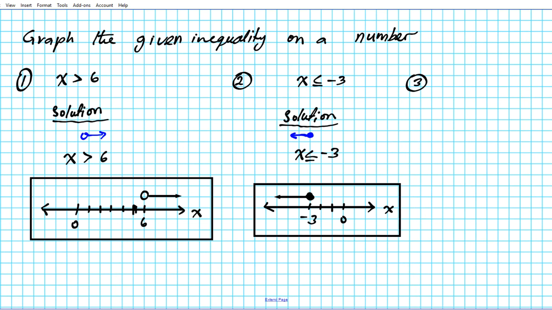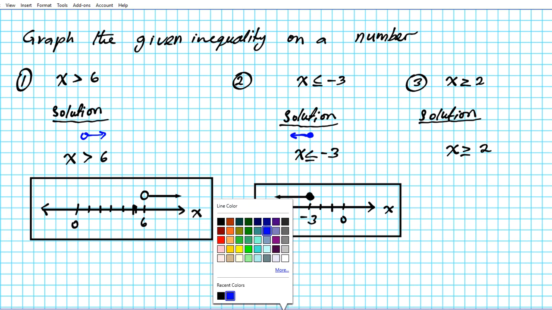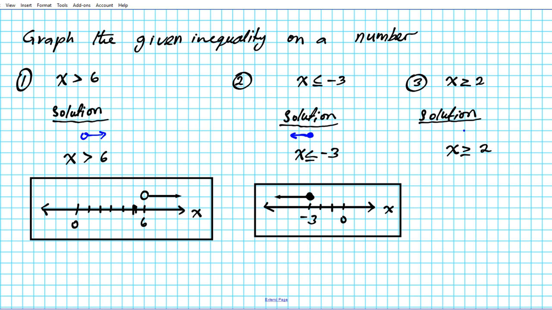Question 3. Let's say we have the inequality x is greater than or equal to 2. How do you graph that? Well, let's do it. Solution is as follows. If you have x is greater than or equal to 2, that means that we are going to have a closed circle because of the line underneath, and then greater than, you're going to be going to the right.